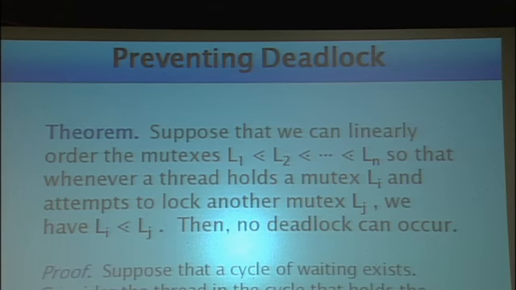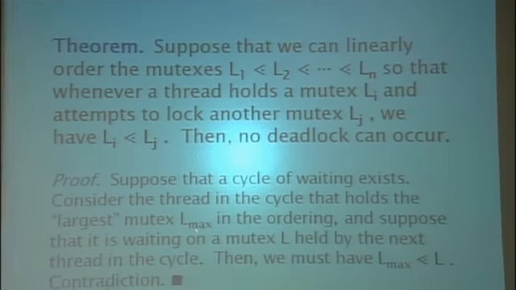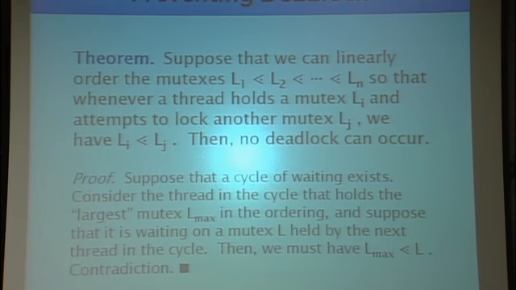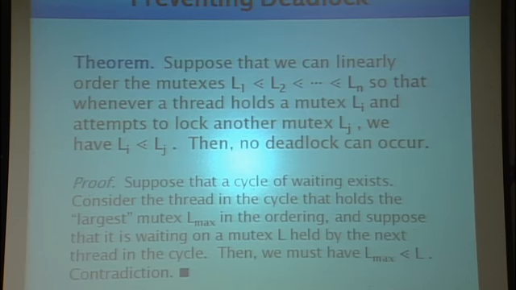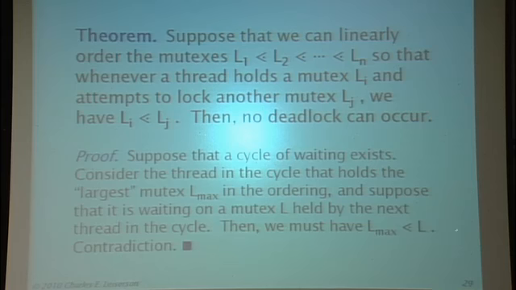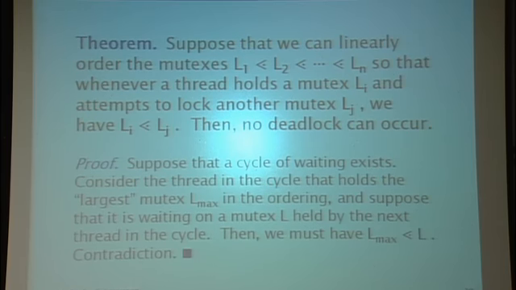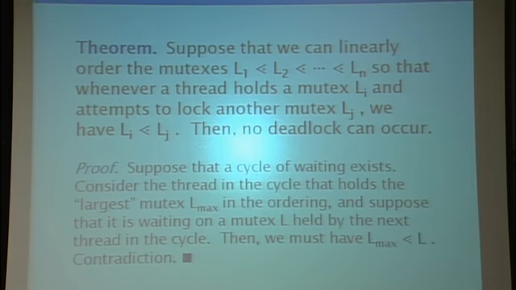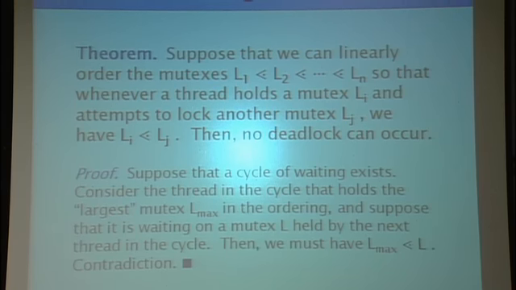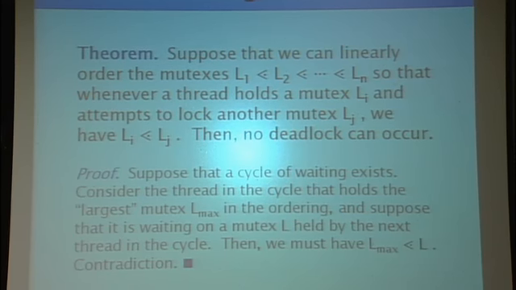Here's why. Suppose that you have a cycle of waiting. A deadlock has occurred. Let's look at the thread in the cycle that holds the largest mutex. That's called L max in the ordering. And suppose that it's waiting on a mutex L held by the next thread in the cycle. Well, then it must be that L max falls before L, because we're acquiring them always in an increasing order. But that contradicts the fact that L max is the largest. So a deadlock cannot occur. Questions?